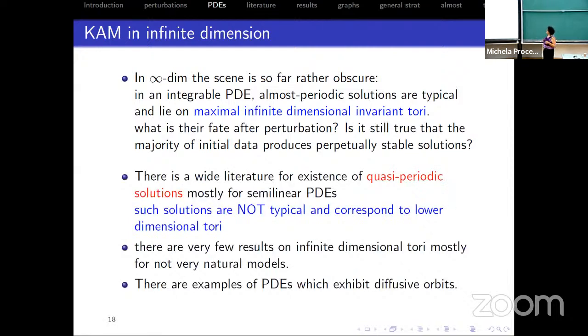There is a wide literature on the existence of finite dimensional invariant tori inside the infinite dimensional phase space, but these are absolutely not typical. And then there are some special results on infinite dimensional tori, but they're special and actually not very natural models. So there's lots of things to do. And also there are some examples of unstable orbits.